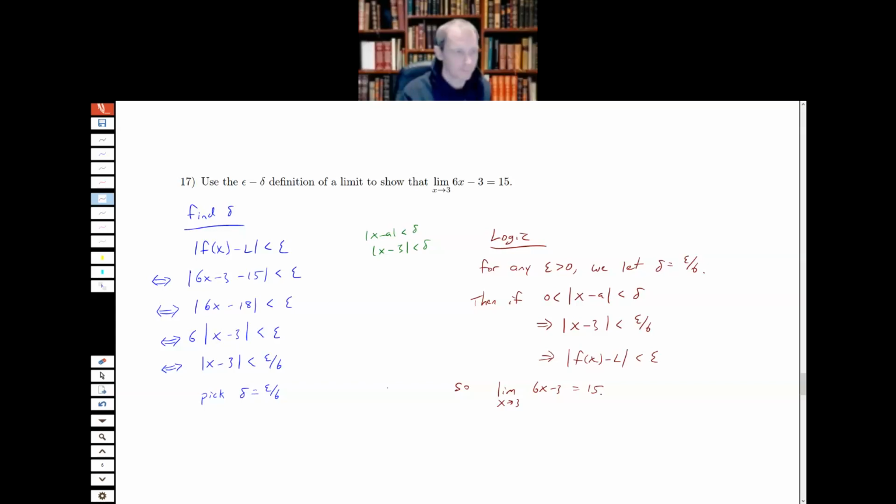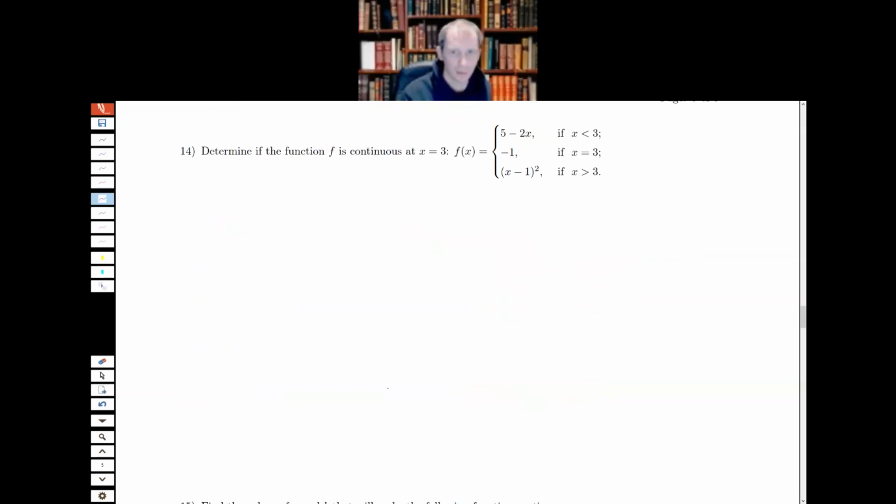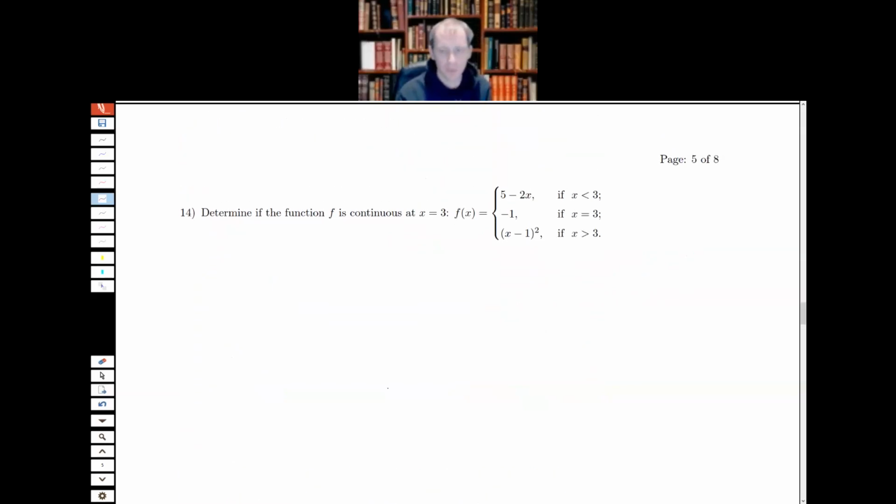All right, anything else? 14 and 15. All right. So the piecewise functions can be tricky, but this is also talking about continuity.